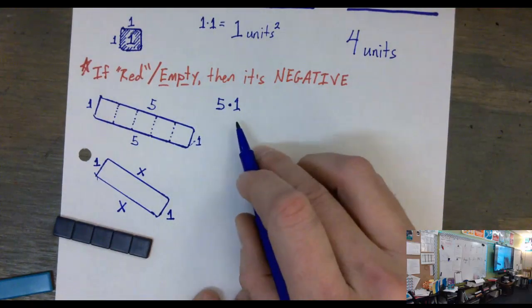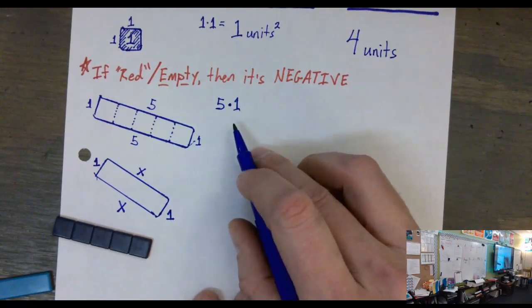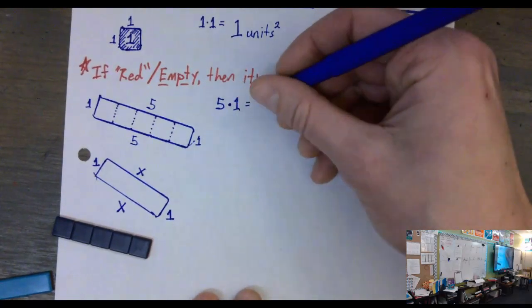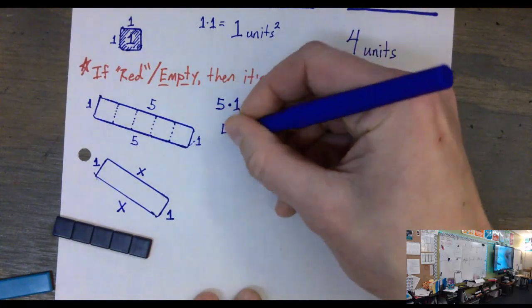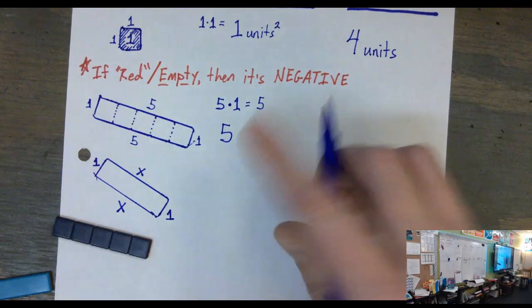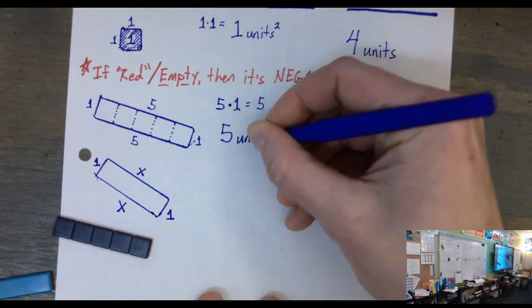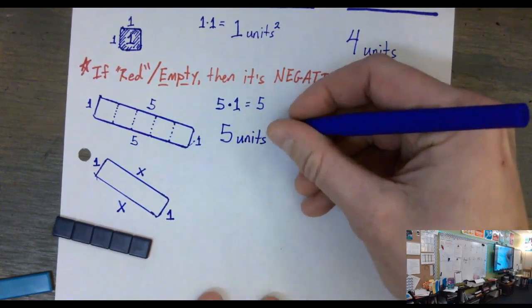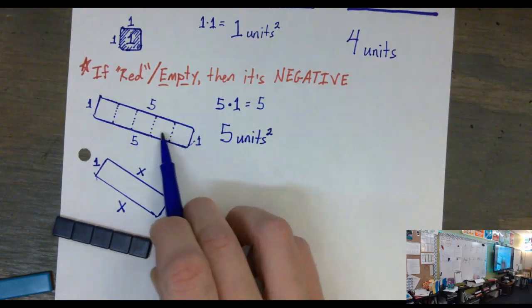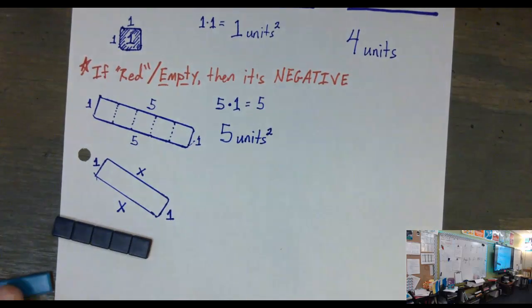Length times width, right? If it's a rectangle, it's length times width. What's 5 times 1? 5. So this, we'll call it the 5 tile, because it's 5 units squared. Hey, look, it is still little squares. It doesn't have to be, but it is.